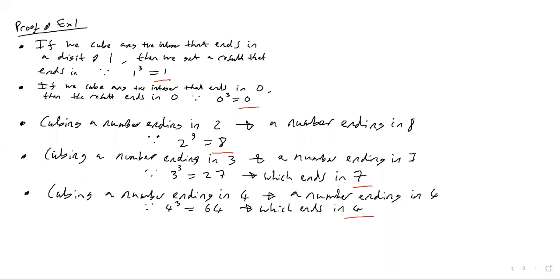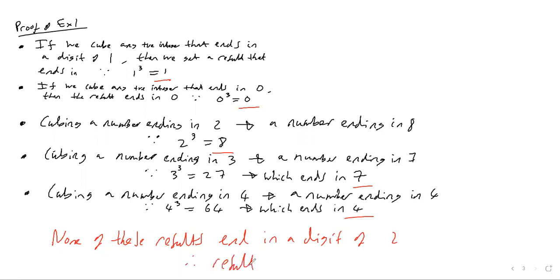So let's make a point of this here. None of these results end in a digit of 2. So therefore, the result is proven, because we get no cube number with a final digit less than 5 that ends in a digit of 2. So that's one example of proof by exhaustion.